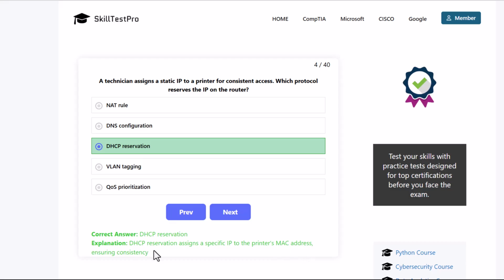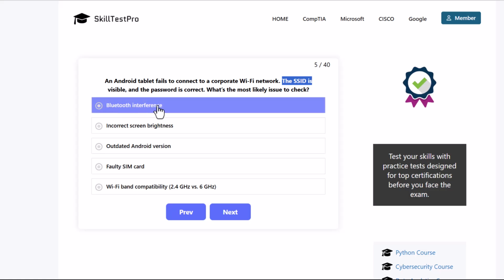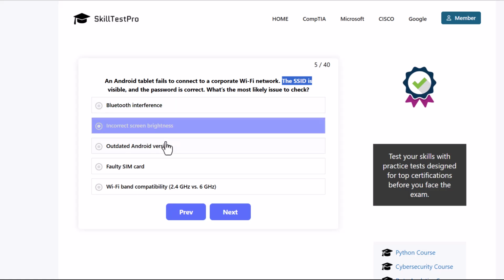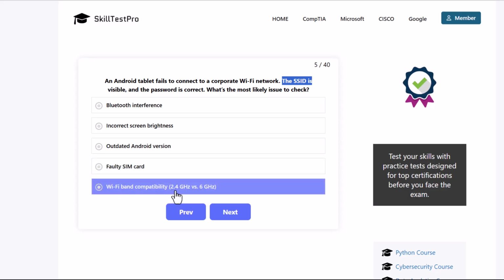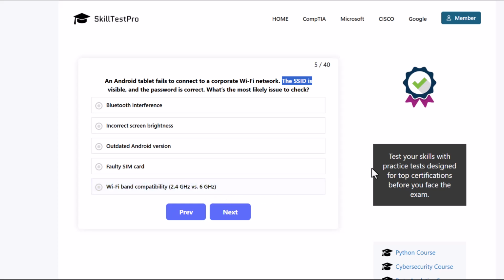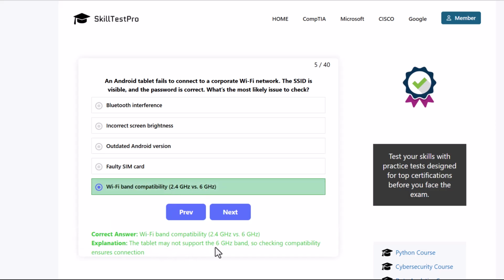An Android tablet fails to connect to a corporate Wi-Fi network. The SSID is visible and the password is correct. So this means that if we check our Wi-Fi connections, we are able to see the Wi-Fi name, which is the SSID, and the password is correct. What's the most likely issue to check? Bluetooth interference, incorrect screen brightness, outdated Android version, faulty SIM card, or Wi-Fi band compatibility, 2.4 GHz with 6 GHz. And here the correct answer is we should check Wi-Fi band compatibility, as the tablet may not support the 6 GHz band, so checking compatibility ensures connection.